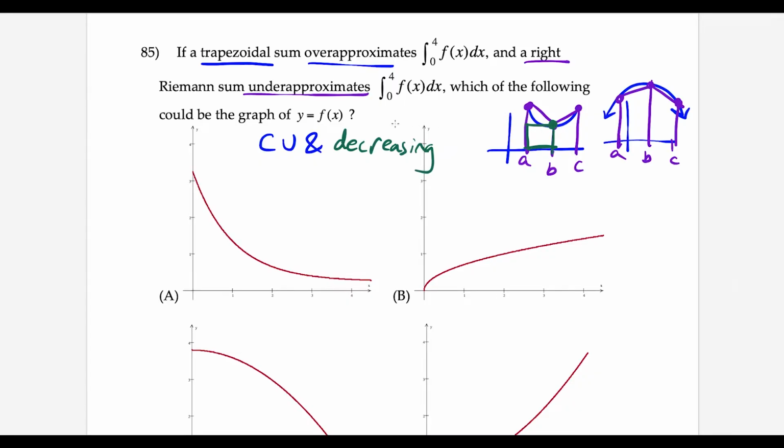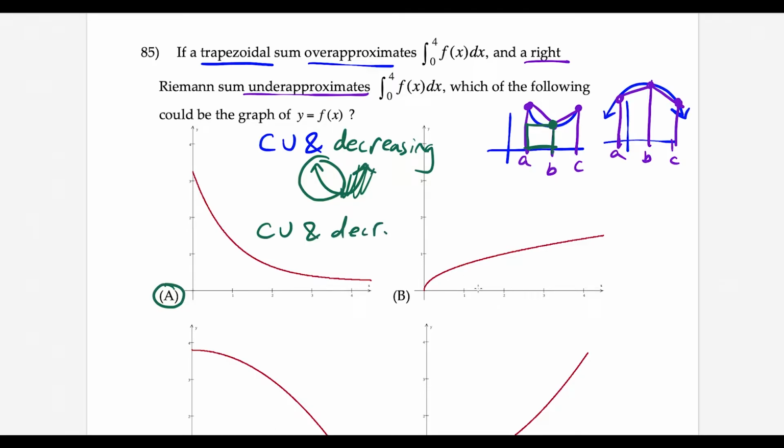Because remember, when your function is decreasing, the shortest y values are the ones going to the right. So if I use a right Riemann sum, I'm always going to have the smallest y value, which under approximates the curve. So when we look at these graphs, we need something that's concave up, so it has to be smiling, and it has to be the part of the concave up curve that decreases. So just this part here. We're looking for something that looks just like this, which right away looks like choice A. See, this is concave up, and it's decreasing.